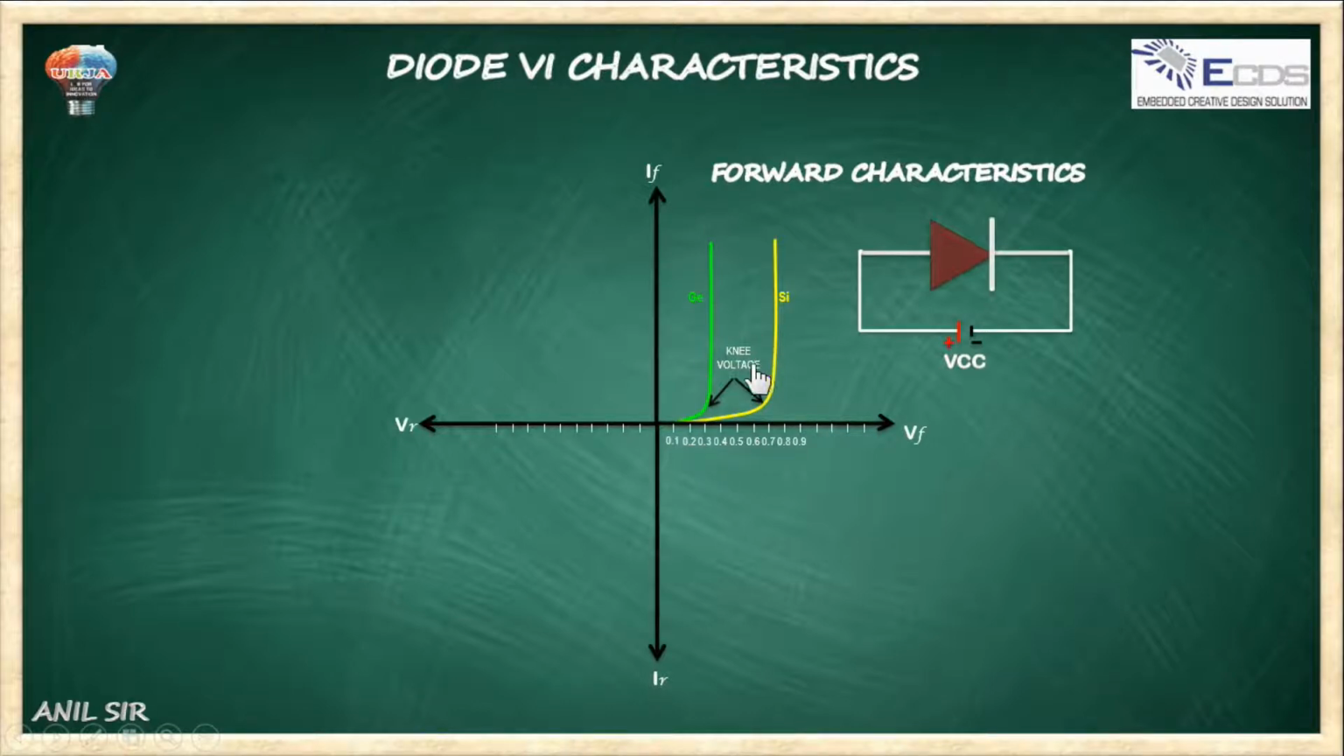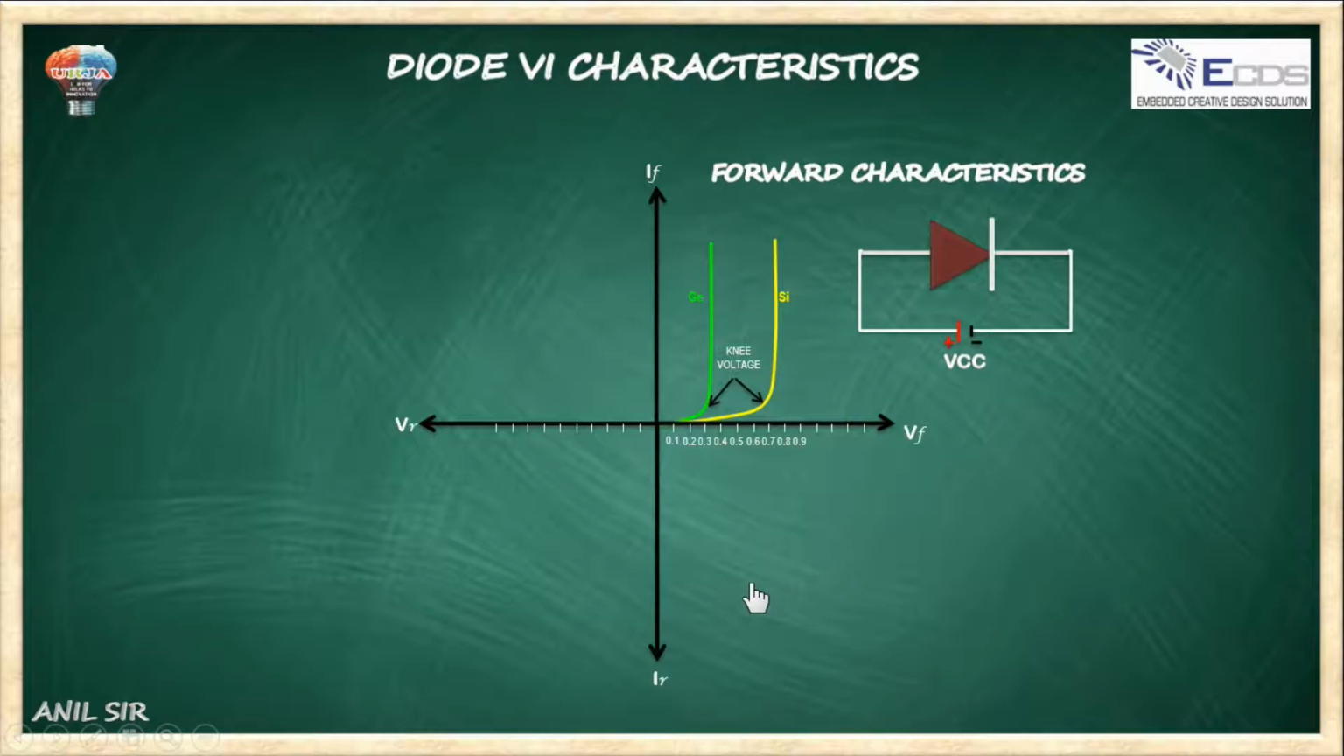This is called the knee voltage. This is the forward bias condition. When the diode forward voltage goes towards 0.7, it turns on. Before this, a very small amount of leakage current is flowing.